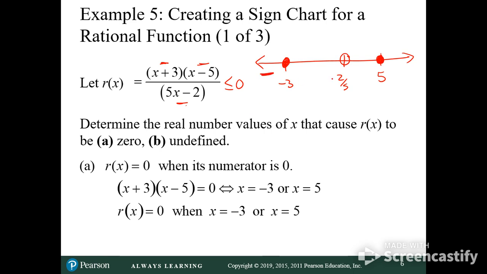Then from -3 to positive 2/5, there's a 0 in between there. So if we check 0, makes this positive, makes this negative, and makes this negative. Positive times negative is a negative over a negative makes a positive. So it's positive in here. So the graph kind of goes like this and like this. So in between 2/5 and 5 is 1. So if we check a 1, makes this positive, makes this negative, and makes this positive. So then it's negative in here.